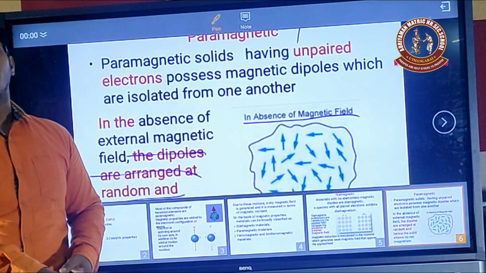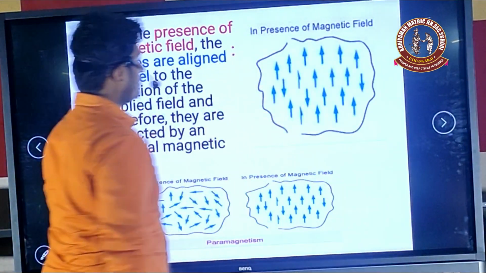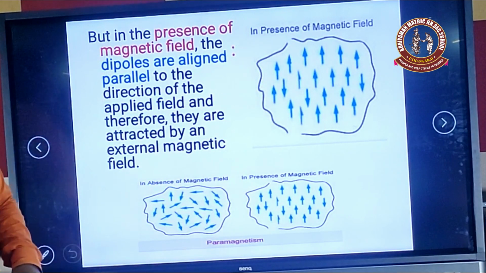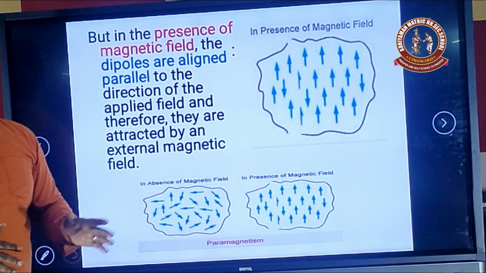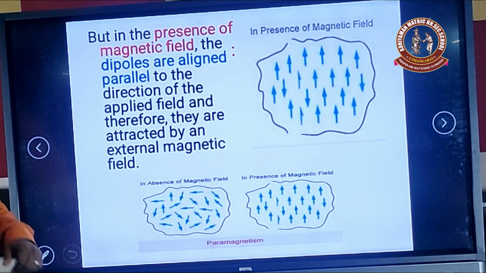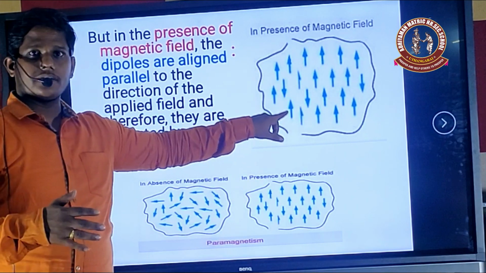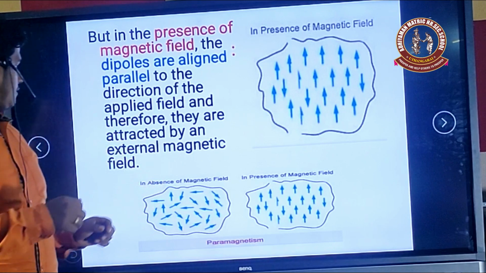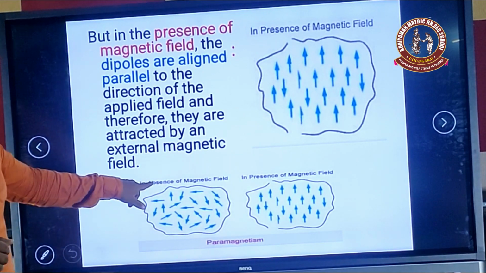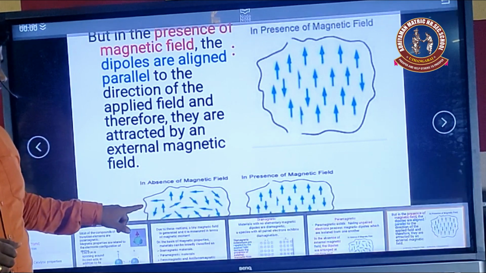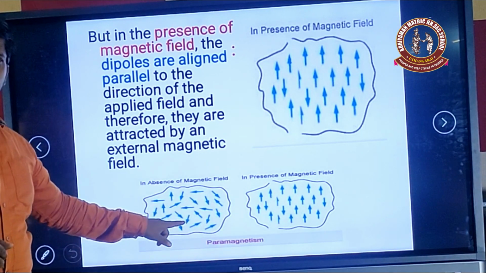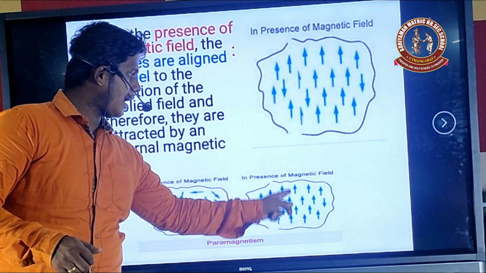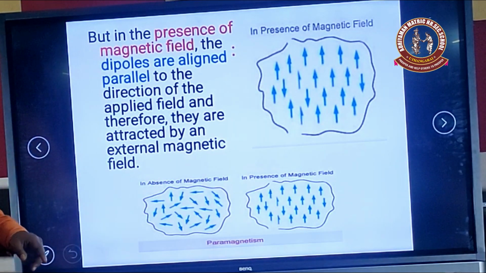But in the presence of a magnetic field, the dipoles are aligned parallel to the applied field. It is called paramagnetic in nature. This time the substance attracts the external magnetic field. So you see, in the absence of a magnetic field, the dipoles are in all directions, but in the presence of a magnetic field, they are aligned parallel to the direction.